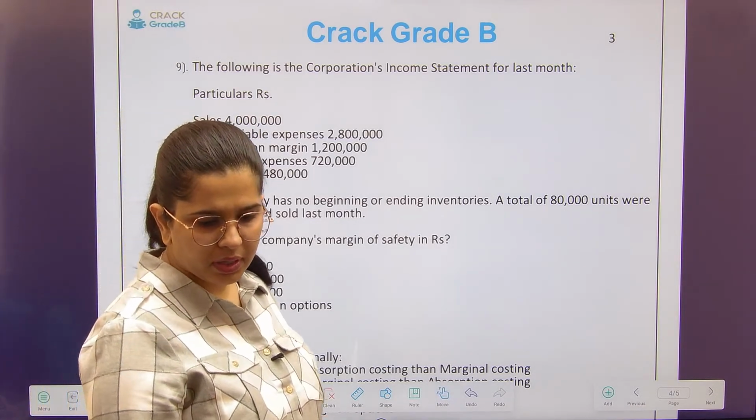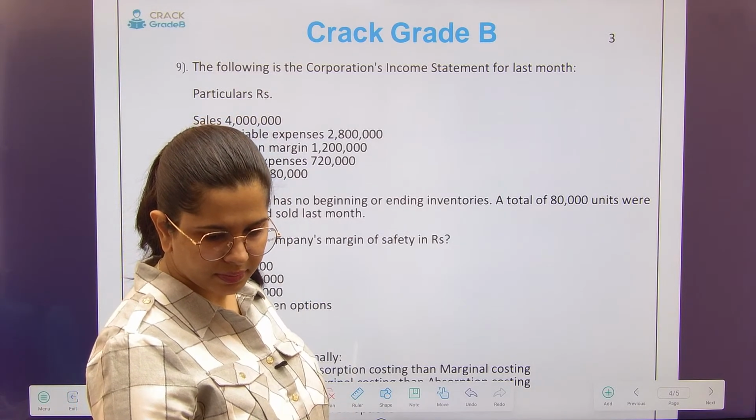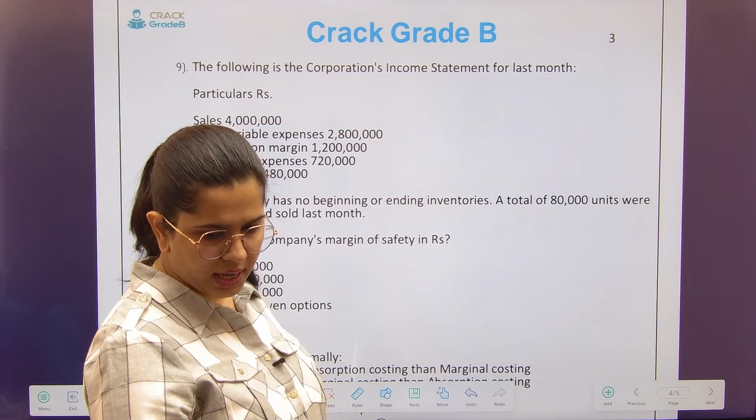Please see question number 9. Try to solve this. I want an answer for this.